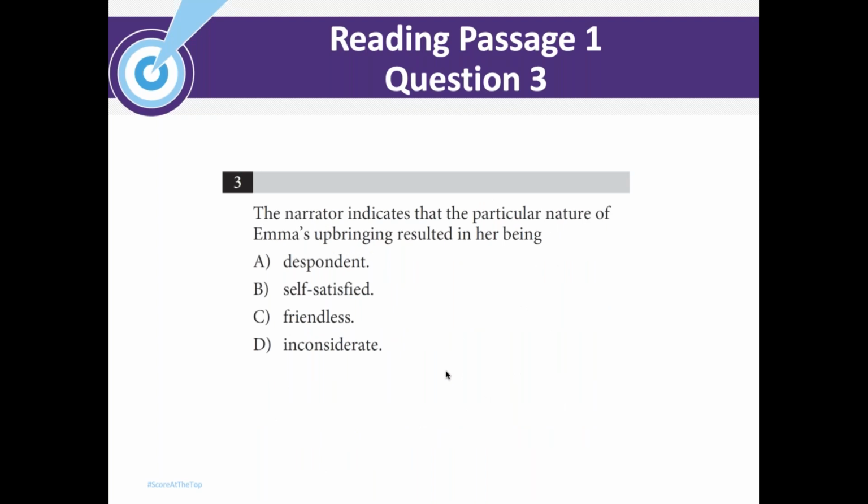Question 3 is actually part of our first set of paired questions, our command of evidence questions. For this one, I'm going to read question 3 first. Then I'm going to look at the answer choices for question 4, and then answer question 4, and then go back and answer question 3. Since I'm not seeing them together, I'm going to give you the answers for them separately. So the narrator indicates that the particular nature of Emma's upbringing resulted in her being B, self-satisfied.